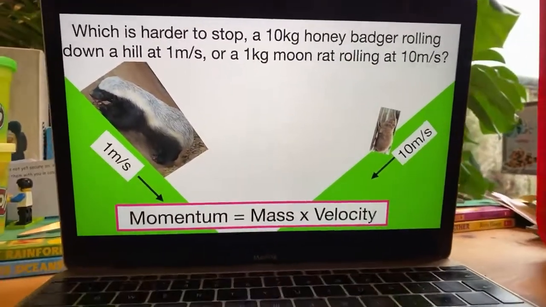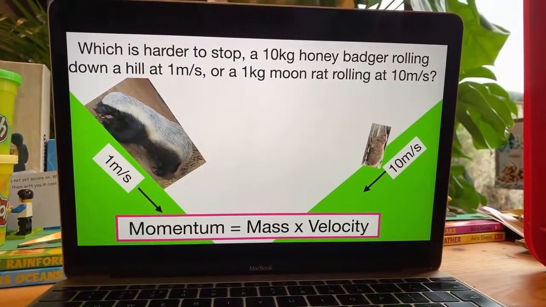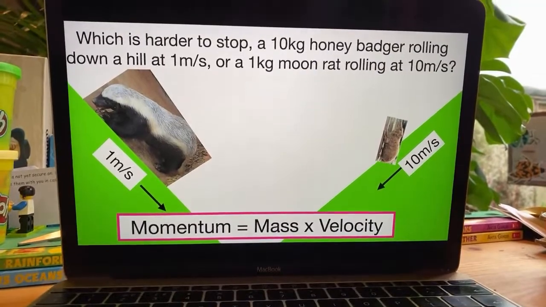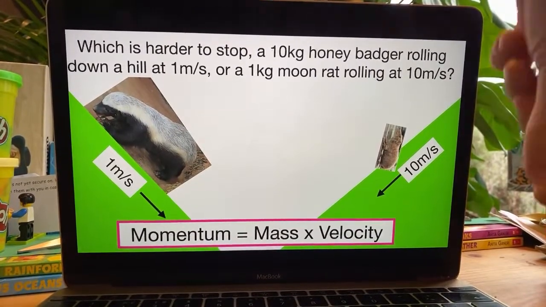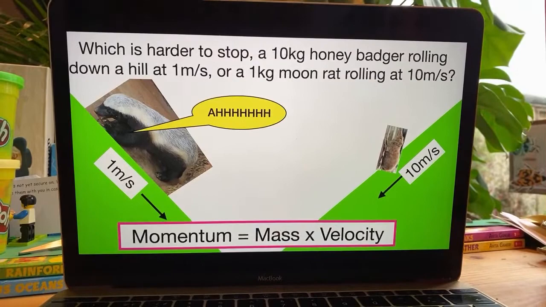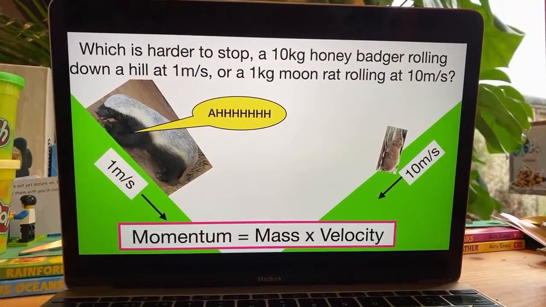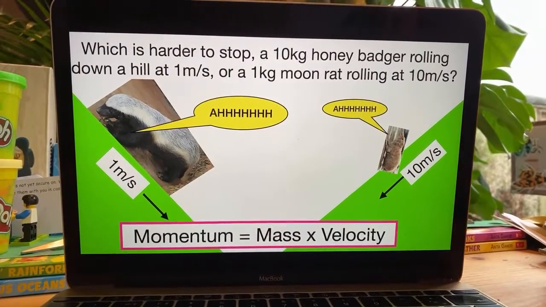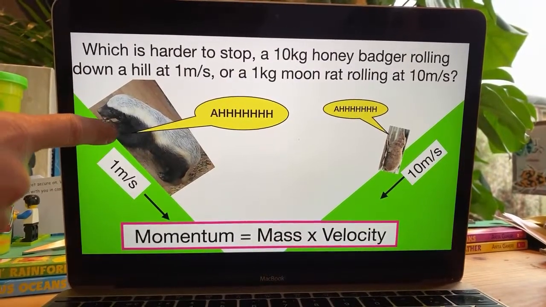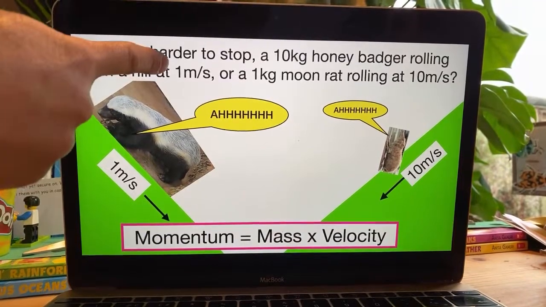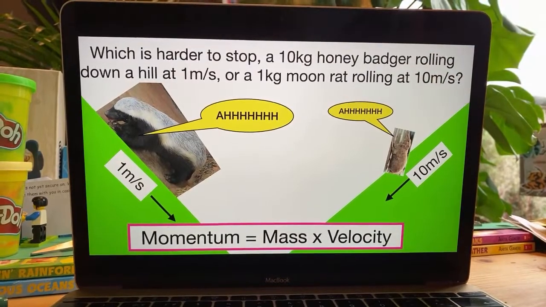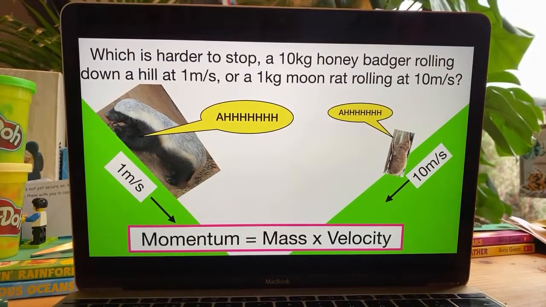Let's see if you've understood. Here we go. Which is harder to stop? I looked up actual animals that weighed this amount. Which is harder to stop? A 10 kilogram honey badger rolling down a hill at 1 meter per second, or a 1 kilogram moon rat, yeah, it's a thing, rolling at 10 meters per second. So you've got a honey badger with a mass of 10 kilograms and a velocity of 1 meter per second, and a 1 kilogram moon rat rolling at 10 meters per second. Which one of those is harder to stop?